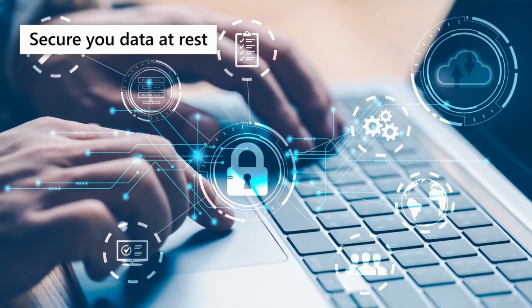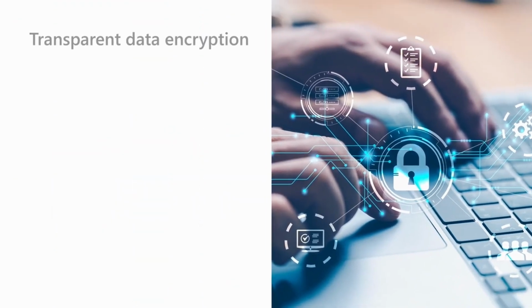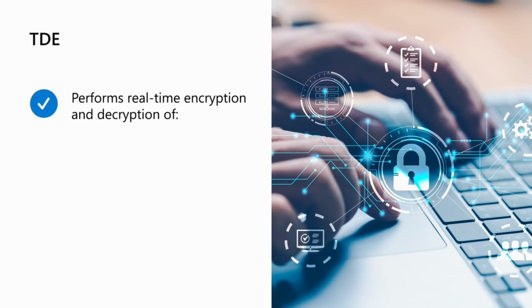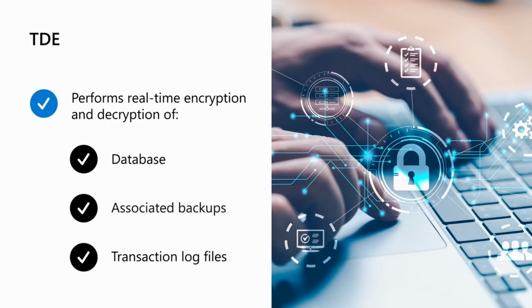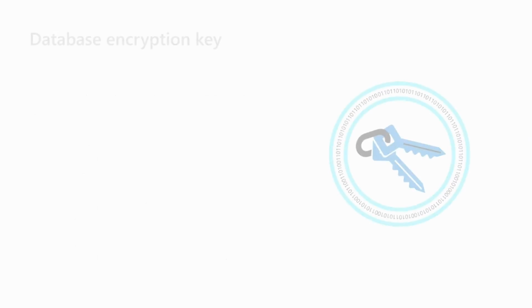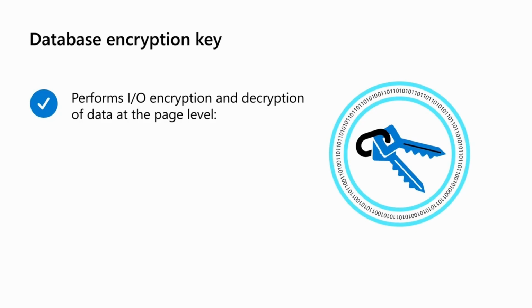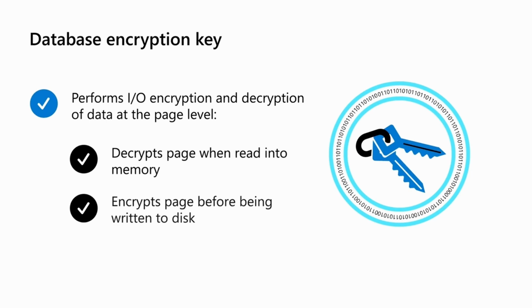Next, let's learn about how your data is secured at rest. Azure SQL Database protects your data at rest using transparent data encryption, also called TDE. TDE performs real-time encryption and decryption of the database, associated backups and transaction log files at rest without requiring changes to the application. Using a database encryption key, transparent data encryption performs real-time input-output or I/O encryption and decryption of the data at the page level. Each page is decrypted when read into memory and then encrypted before being written to disk.